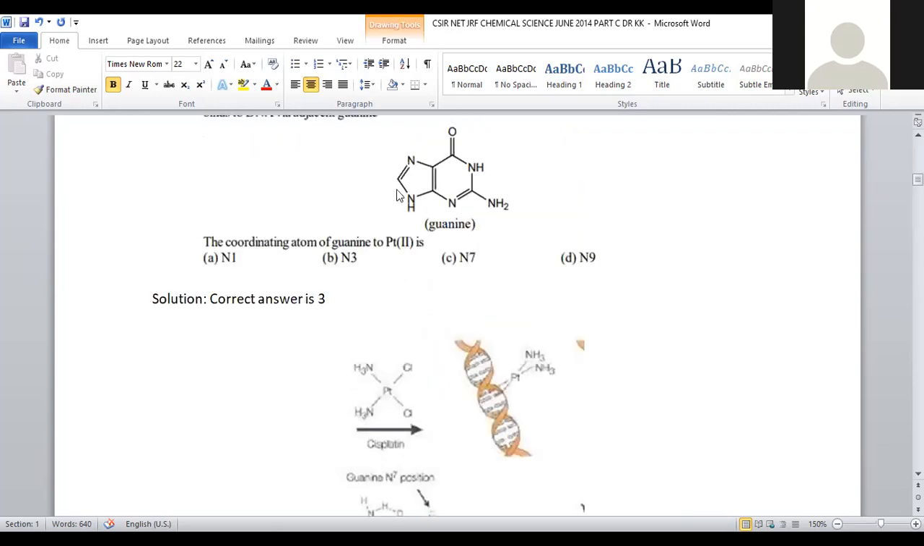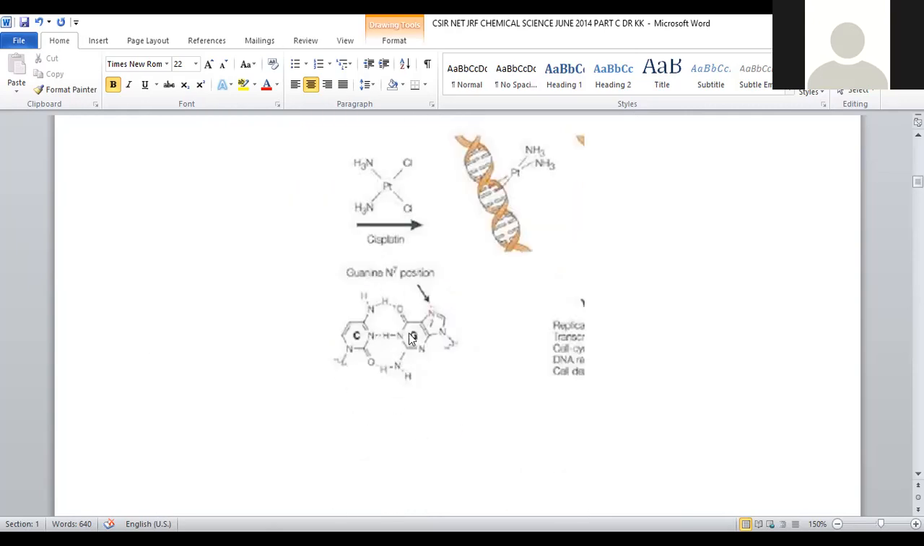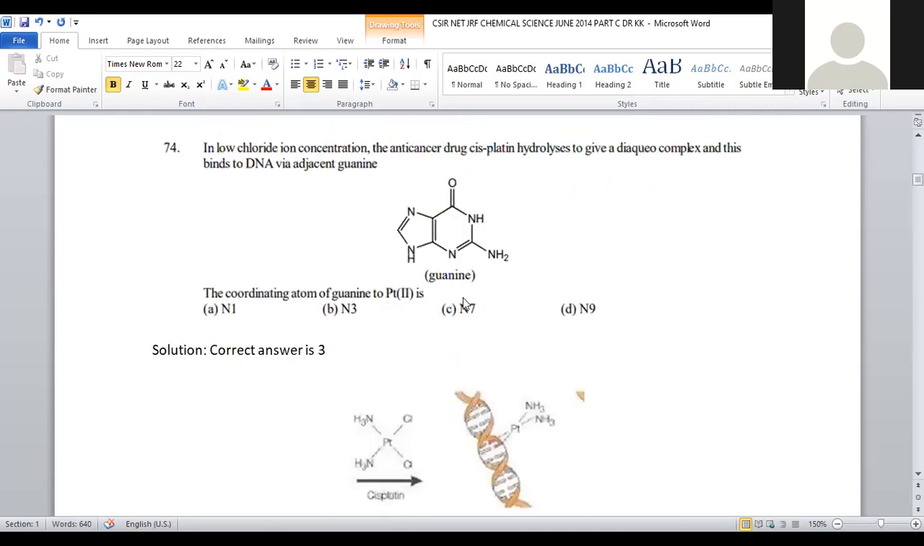Here we have N7 nitrogen, right? That N7 nitrogen will form a bond with cisplatin. So the correct answer: here you can clearly see this N7 nitrogen is able to form a bond with cisplatin, so that is option C, meaning N7 is given in option C. For question number 74, option C is the correct answer, right? Option number 3 is the correct answer.